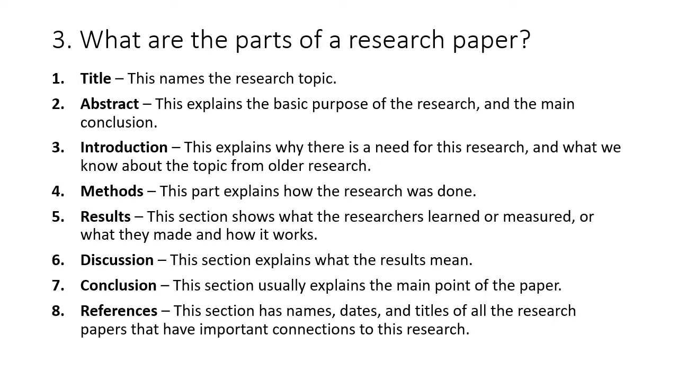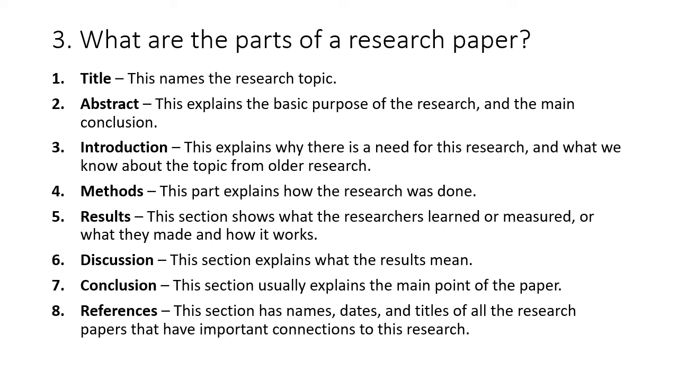So let's think about the research paper itself. Each paper is divided into different parts. Now, here we have a list of 8 parts of a research paper. However, each research paper doesn't always use the same terms. In computer science, often they don't use words like introduction, methods, and results. They use other words. However, they still describe the same concepts. Let's look at each part.